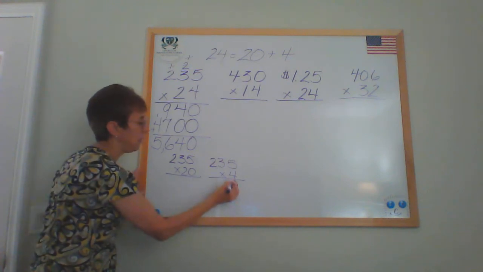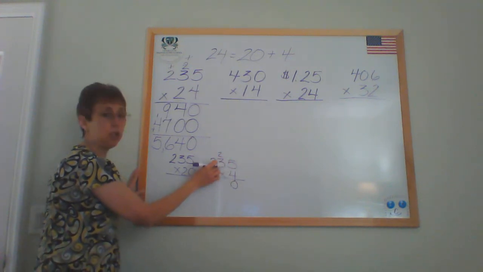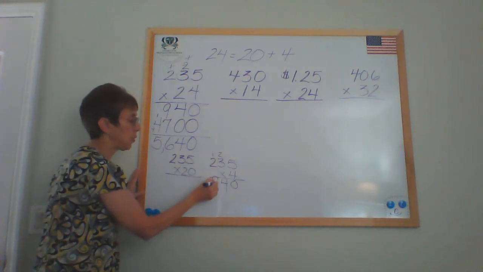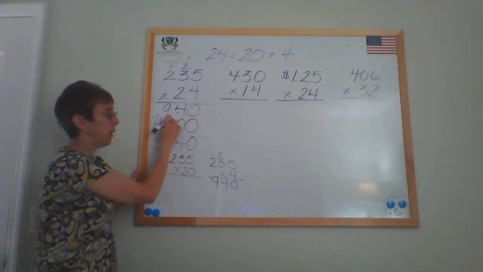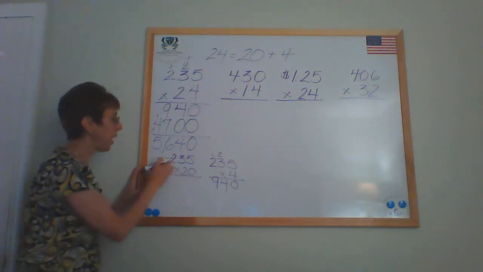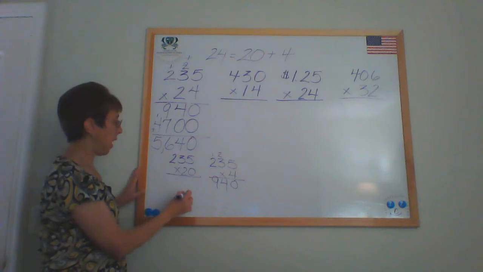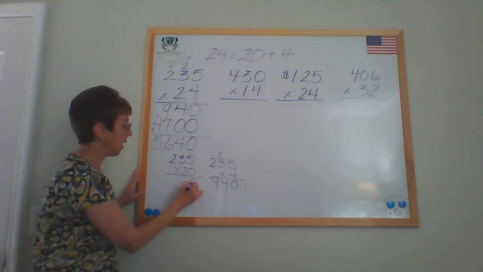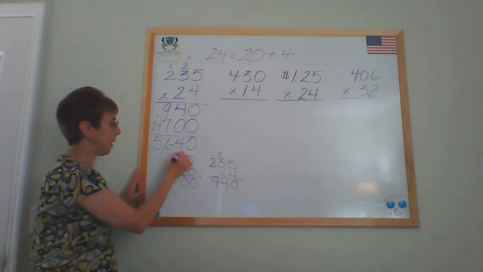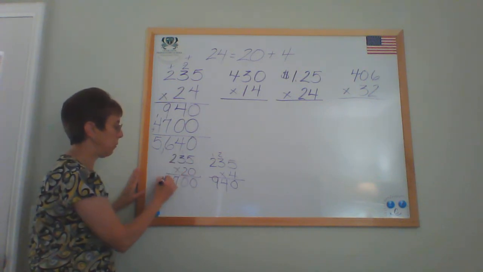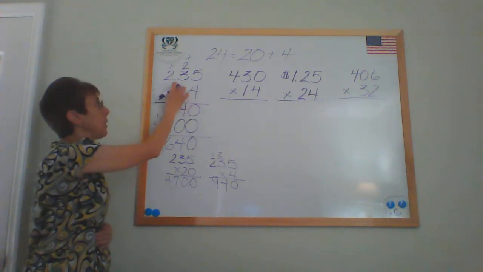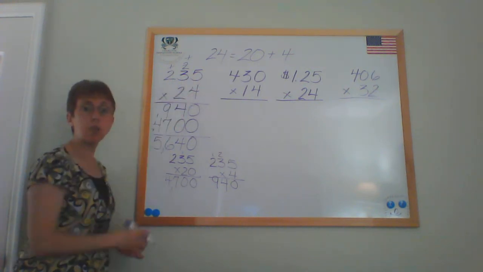4 times 5 is 20. 4 times 3 is 12, plus 2 is 14. 4 times 2 is 8, plus 1 is 9. 940. That's what we have here when we multiply 235 times 4. And then if we did 235 times 20, we would bring down our 0. Then 2 times 5 is 10. 2 times 3 is 6, plus 1 is 7. And 2 times 2 is 4. 4,700, just like we got here when we did 235 times 20.